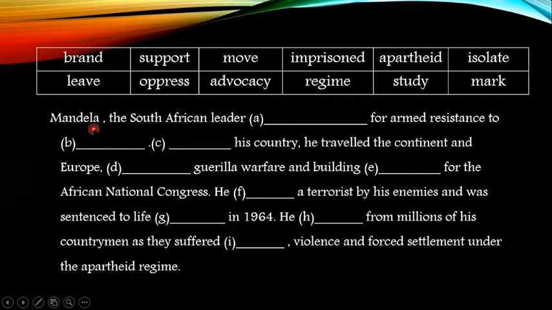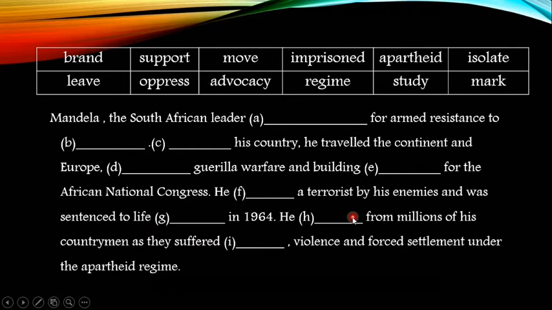Let's read it first. Mandela, the South African leader, dash for armed resistance to dash his country, he traveled the continent and Europe, dash guerrilla warfare and building dash for the African National Congress. He dash a terrorist by his enemies and was sentenced to life dash in 1964. We all know what he was sentenced to life imprisonment. He dash from millions of his countrymen as they suffered dash. He was separated or isolated as he was imprisoned.